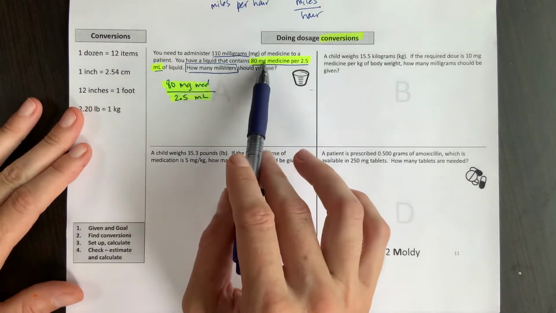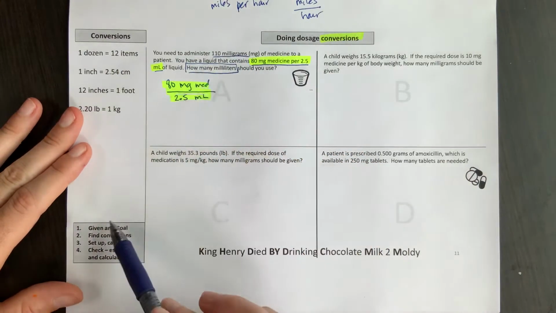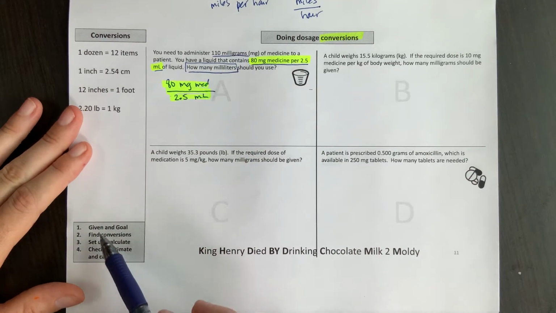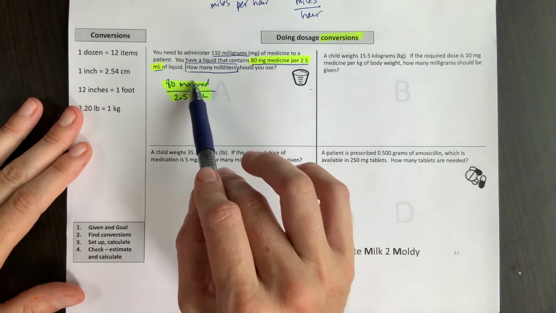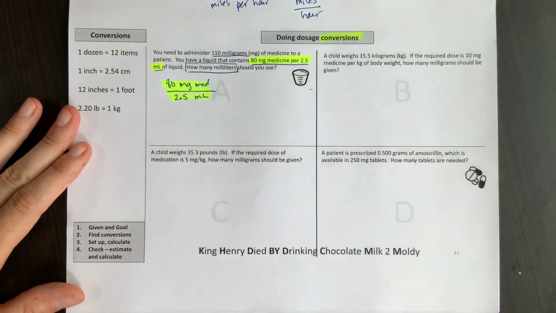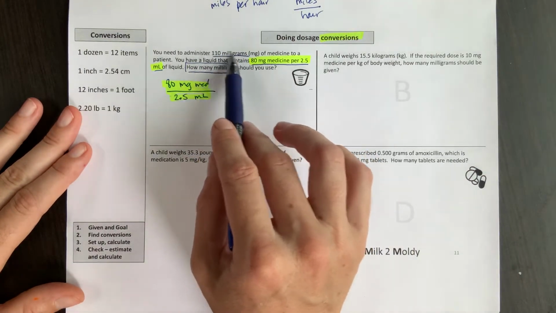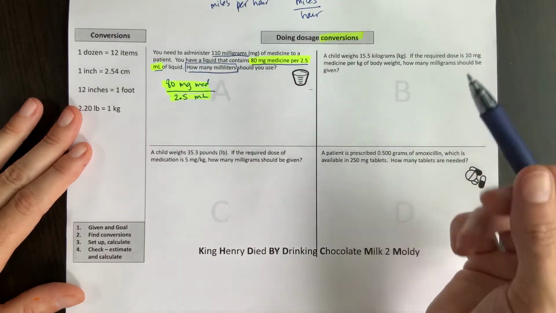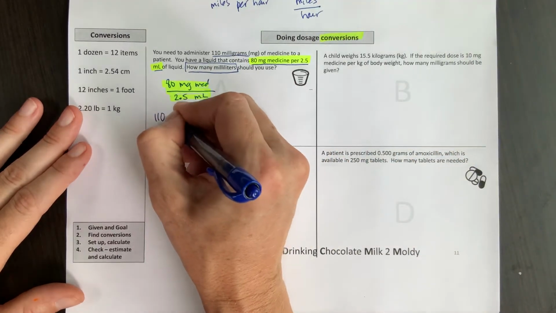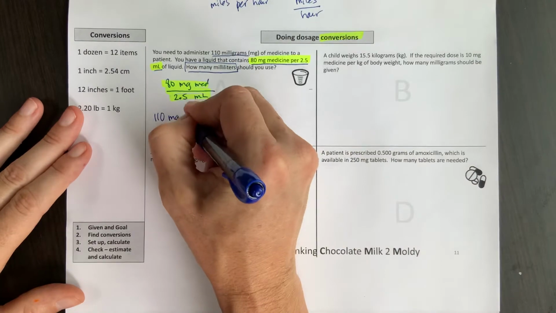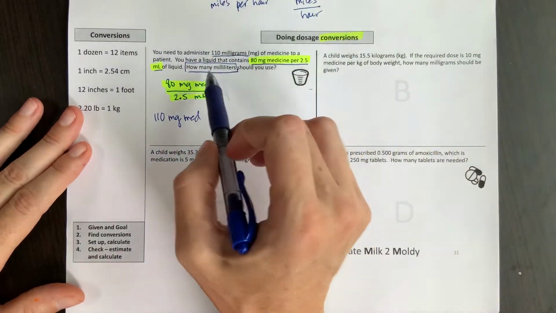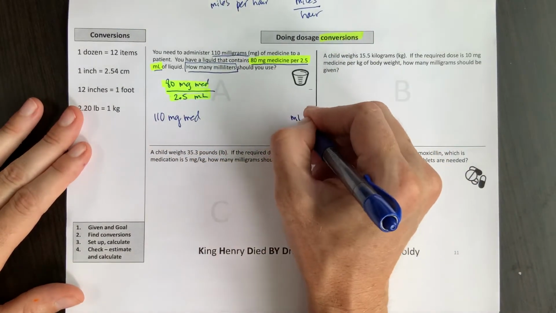Now, given that number and this 110, can we figure out what my given and goal are? So the given, I'm not going to start with a conversion. If you can remember back to some of the other problems we've been doing, we don't start with the conversion. We start with a number that generally has one set of units. So my given is going to be this 110 milligrams of medicine. My goal is the how many. So my goal is milliliters.